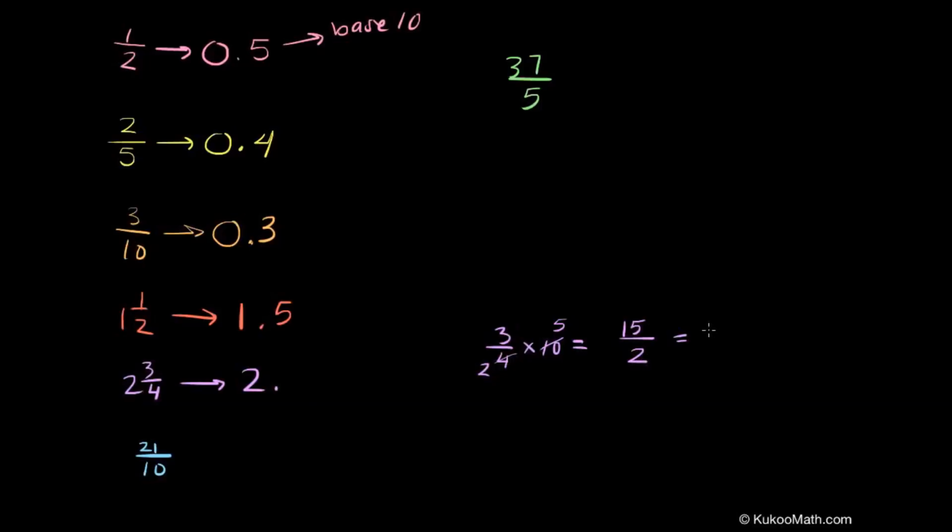So 15 divided by 2 is 7. So 7 times 2 is 14. We have this 1 left over. And so what is 1 divided by 2? Well, it's just 1/2, isn't it? So why don't we convert this to a decimal?